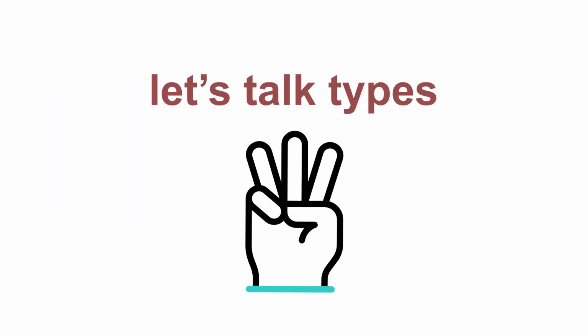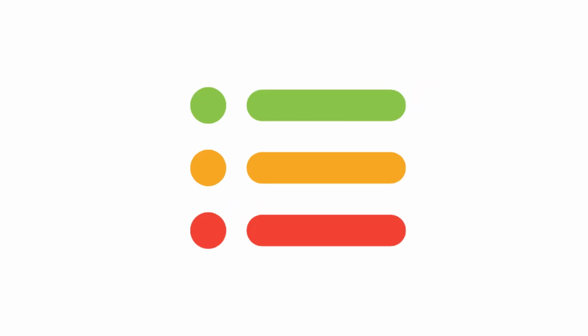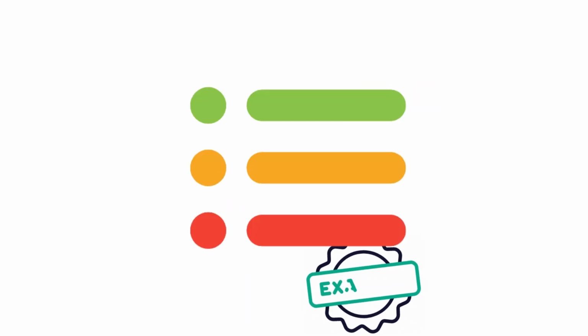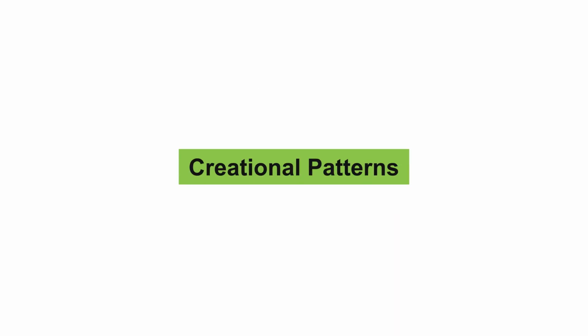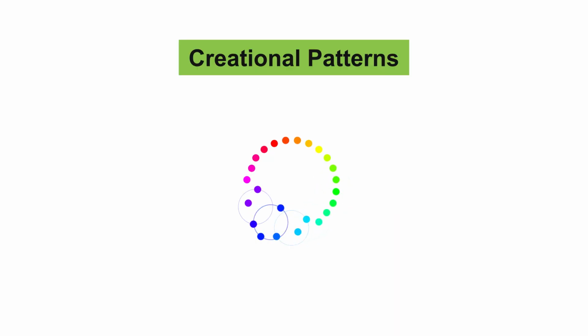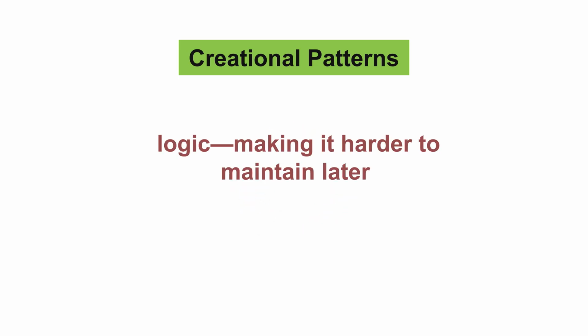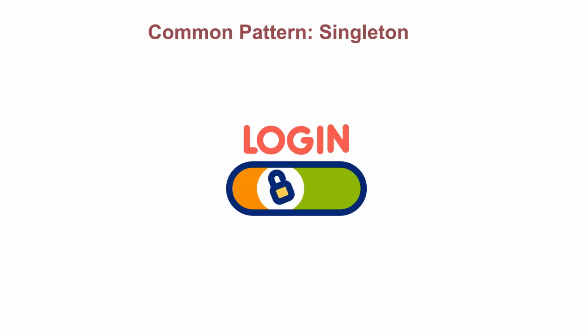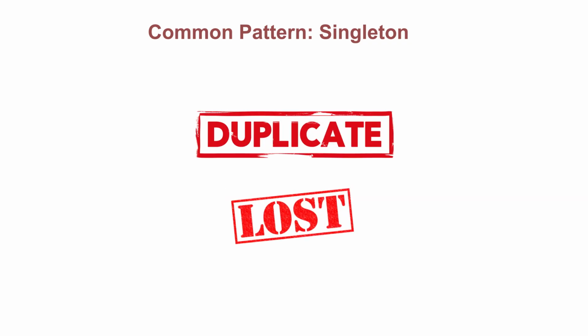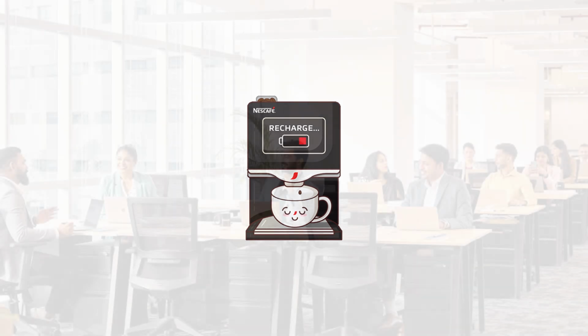Alright, let's talk types. There are three main categories of design patterns. Let's break them down with examples that actually make sense. Creational patterns. Creational patterns are all about how objects are created. Without them, you might tightly couple your code to object creation logic, making it hard to maintain later. A common pattern is Singleton. Imagine you're building a logging system where you only want one logger instance, otherwise your logs could get duplicated or lost. The Singleton pattern makes sure that only one instance of a class exists across your entire application. Think of it like a coffee machine in an office. One machine everyone uses, it's the same idea.